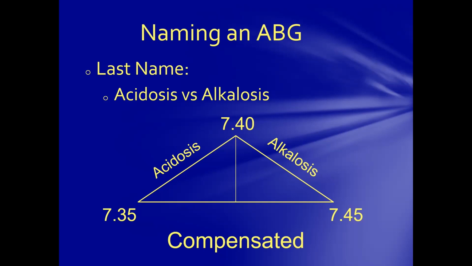Now, for those of you wondering what happens when your pH is 7.40, how do you name your last name? Ultimately, you'll never have a pH that is 7.40 repeating. So there's always going to be 7.401, 7.402, whatnot, that will actually lean you more towards an alkalosis. Similarly, if you're 7.397, technically you're still leaning slightly more towards acidosis.